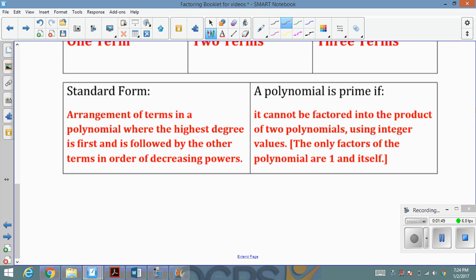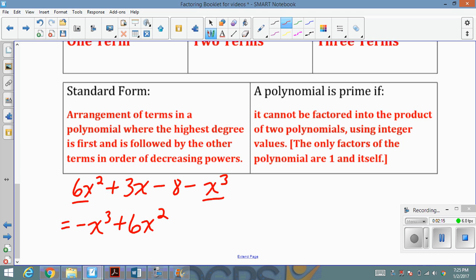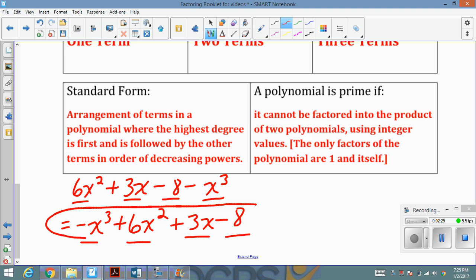So let's look at an example here. If I have 6x squared plus 3x minus 8 minus x cubed, this is not in standard form because my highest degree is not first. So to rewrite this in standard form, I would put the negative x cubed first, then the x squared because it's the next, then the 3x, then the minus 8. So this is my cubic term, quadratic term, linear term, constant term. This is in standard form.